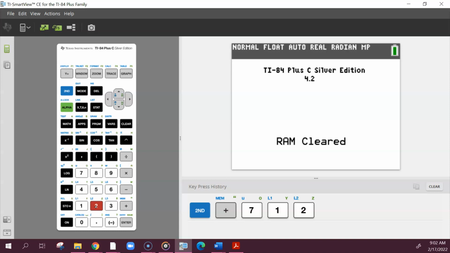Reset your calculator, second plus 712. Did you see the calculator? Yes. And this will be second plus 712. That is how you reset the entire thing.